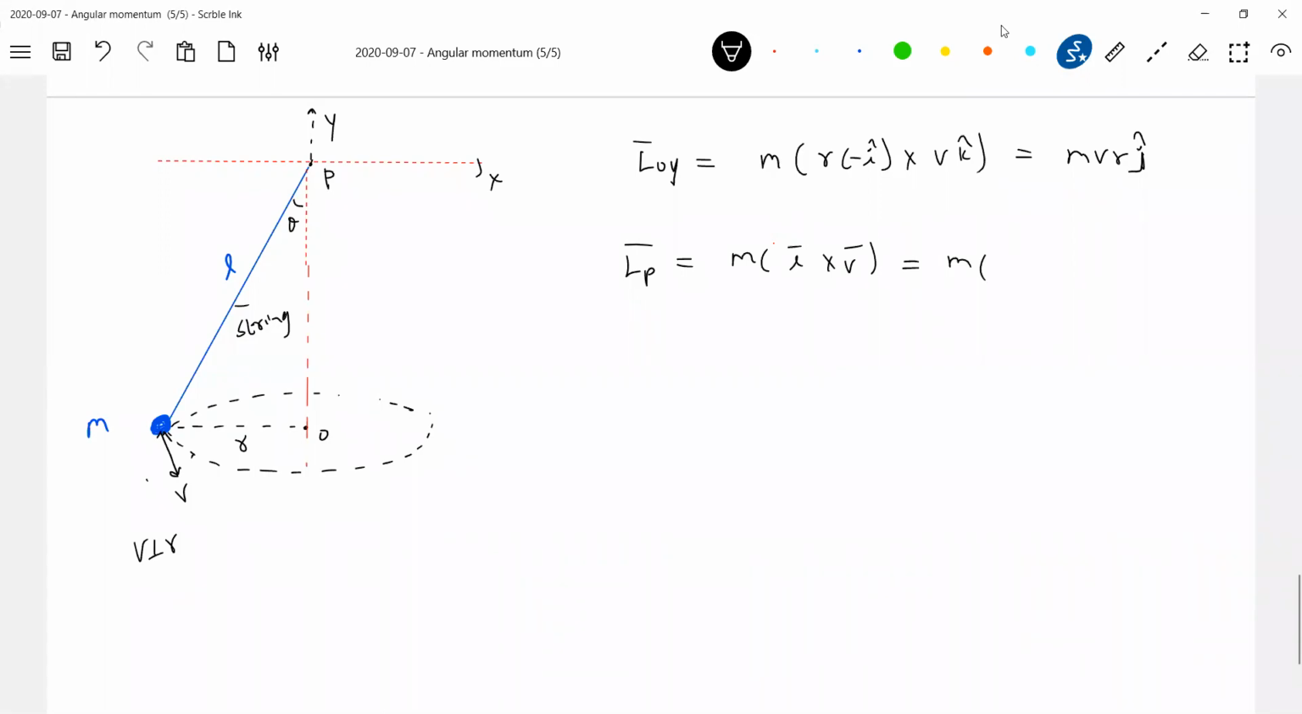If the length of string is given, or if they give this distance y, then in terms of that also you can express. So we know, let me define L bar. What is L bar? L bar we define as minus L sine theta I cap minus L cos theta j cap, cross V k cap.